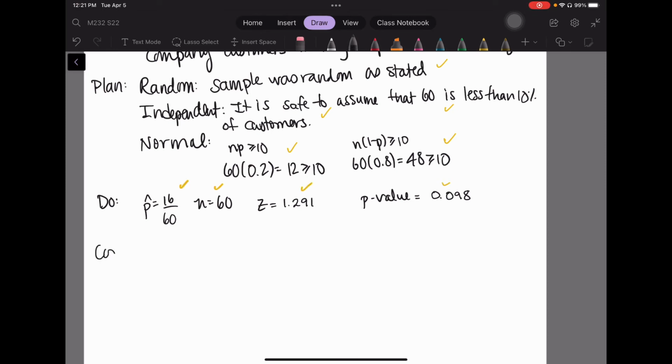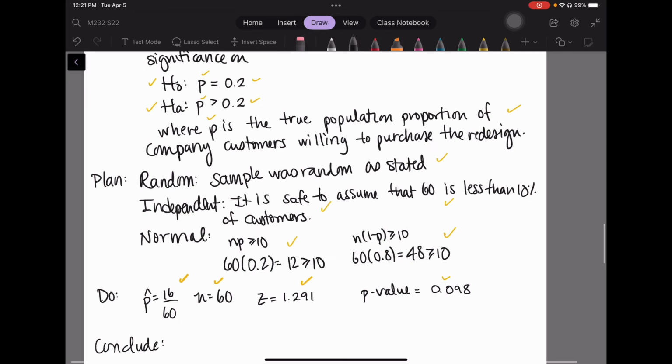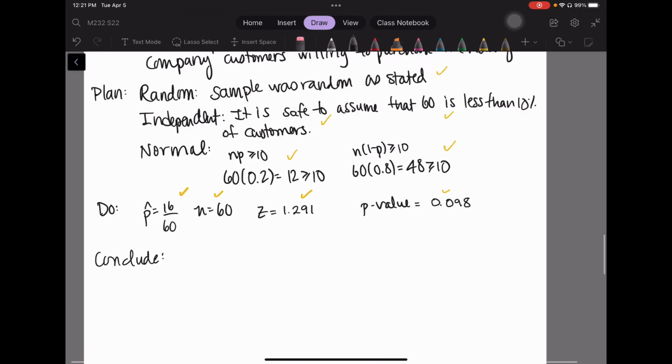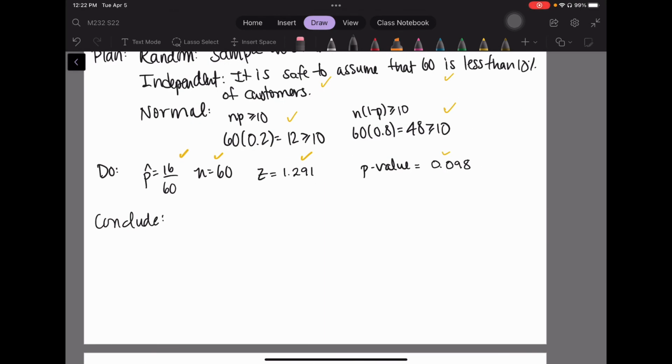And now we need to conclude. We want to connect our alpha level of significance to our p-value because that's going to tell us whether we have evidence or not. And our chosen level of significance here was 0.05. So we're going to make our conclusion based on how the rubric guides us.